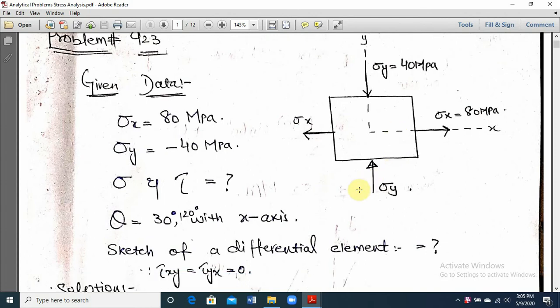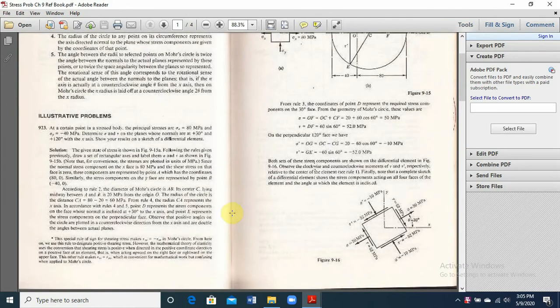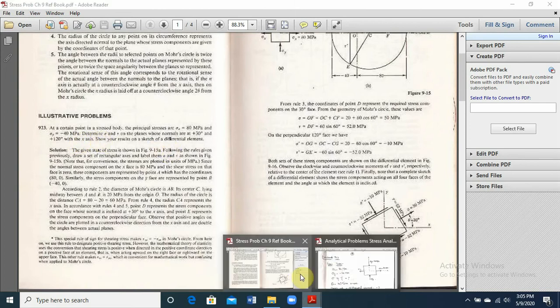from the reference book. Let's start with problem number 923, which states: at a certain point in a stressed body, the principal stresses are sigma x equal to minus 80 megapascal and sigma y equal to minus 40 megapascal. Determine the sigma and tau on the planes whose normals are at plus 30 degree and plus 120 degree with the x-axis. Show your result on a differential element.